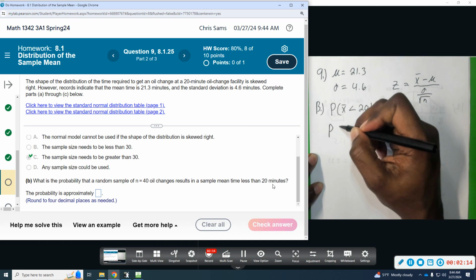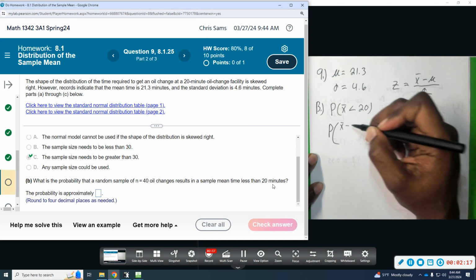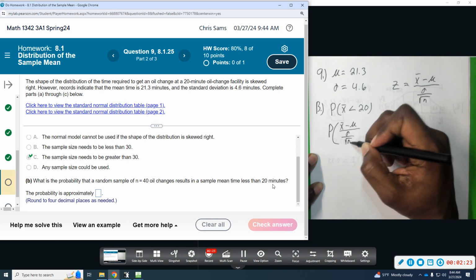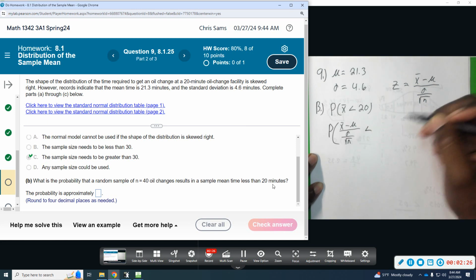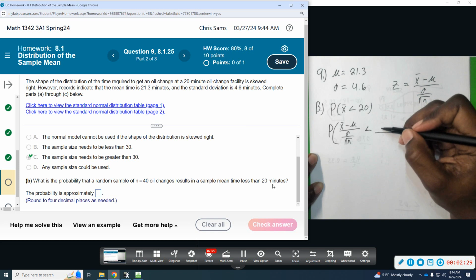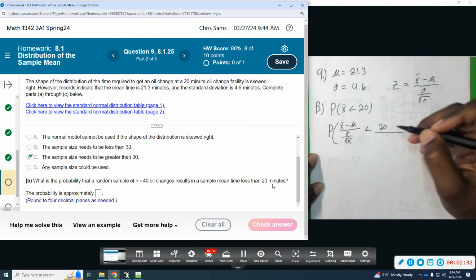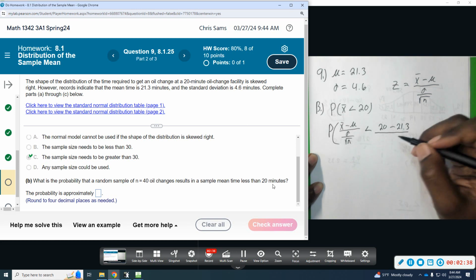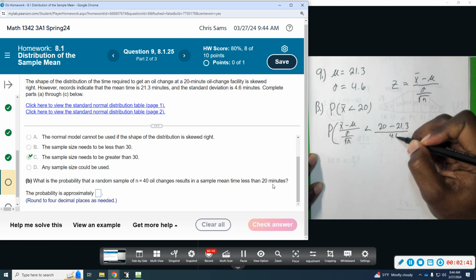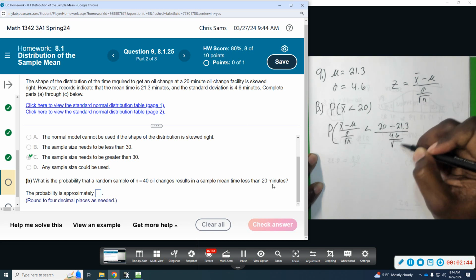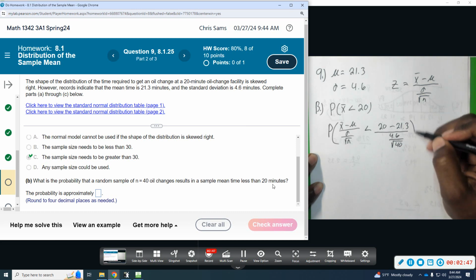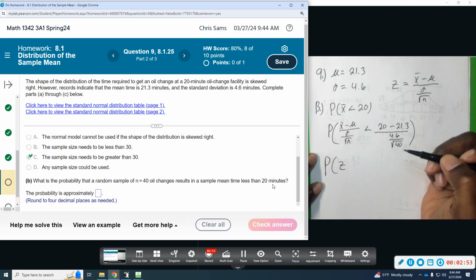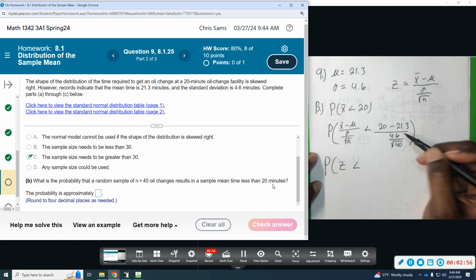So probability x bar minus mean over standard deviation divided by square root of n. On this side, I'm going to actually change it to the numbers. So we started with 20. That was my x bar. And then we're going to subtract the mean, which was 21.3, divided by standard deviation over the square root of n. Standard deviation is 4.6 over the square root of n, and we were given that n was 40 in this problem. So once you apply this, this is going to convert it to a z less than, and we're going to figure out what this number is.